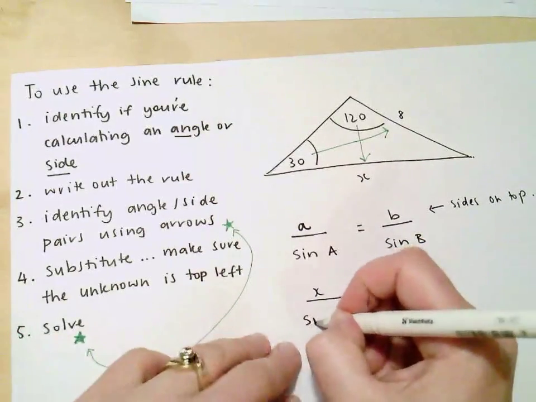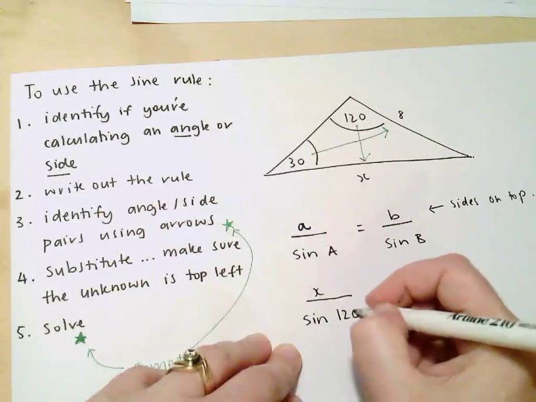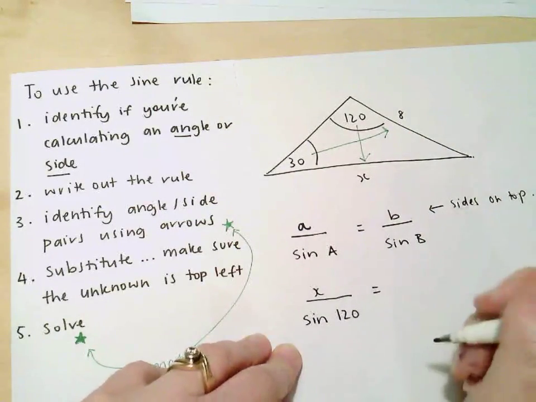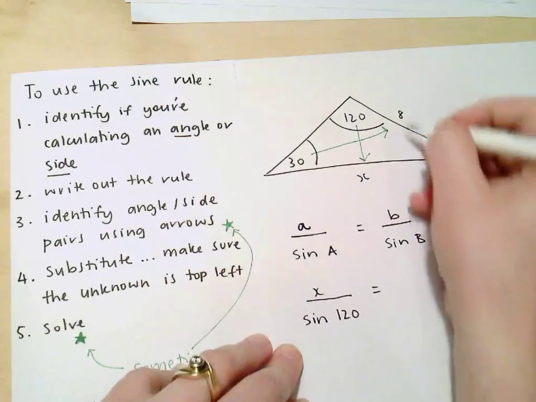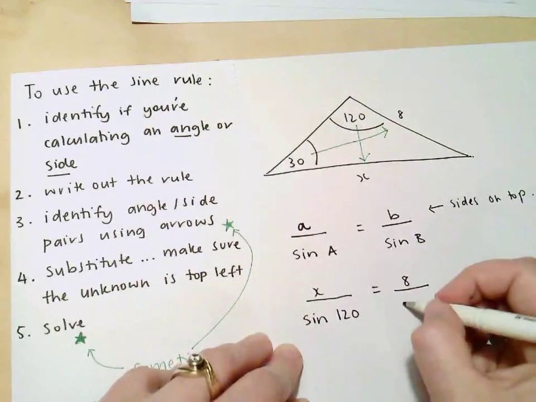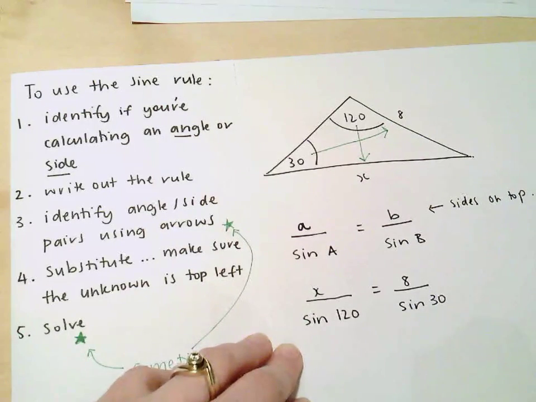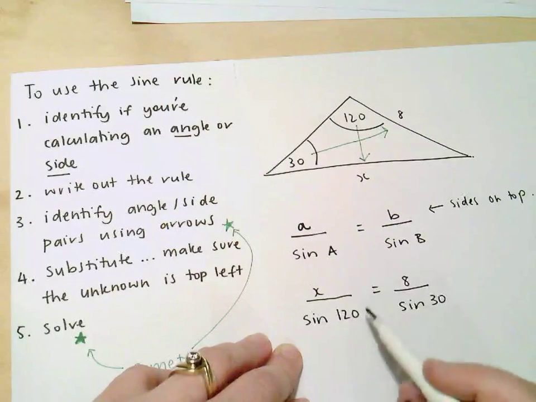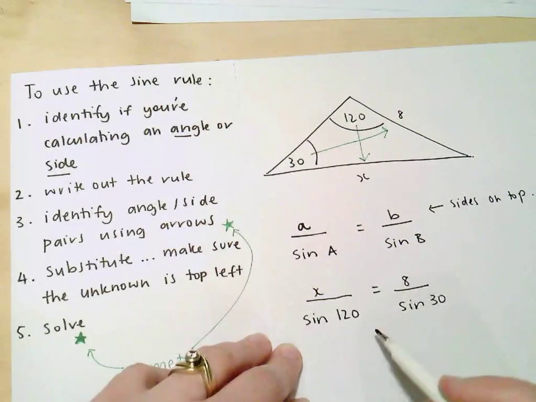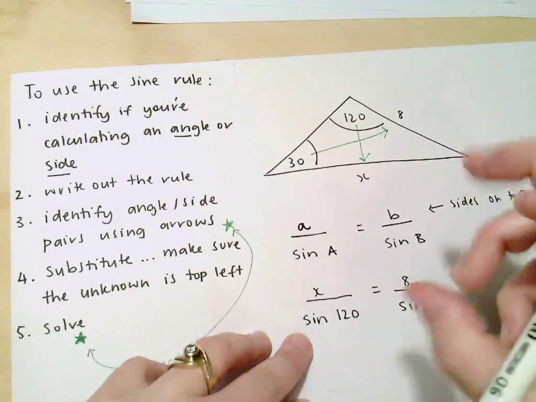Now underneath that I need to have the pairing angle. So I've got to put sine 120 here. Now I set up my other one. b refers to my 8, it's a side. And I need sine 30, the pairing angle, to be underneath. Now this bit, lots of people screw up because they get the numbers in the wrong spots. Remember that the angles are after the sines, and remember that you've got to pair them together.